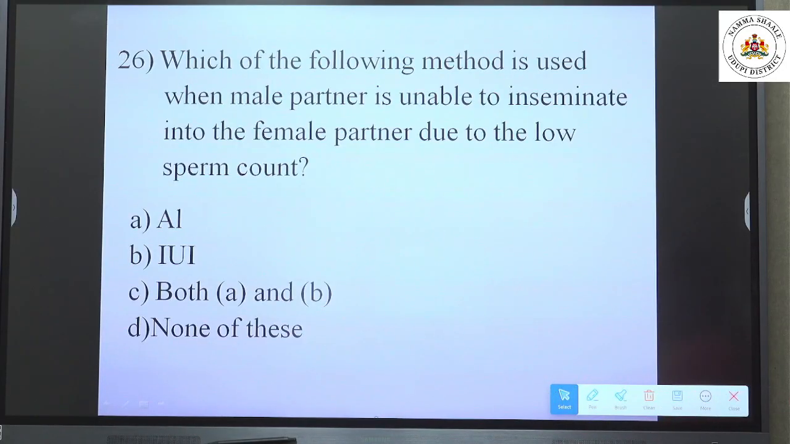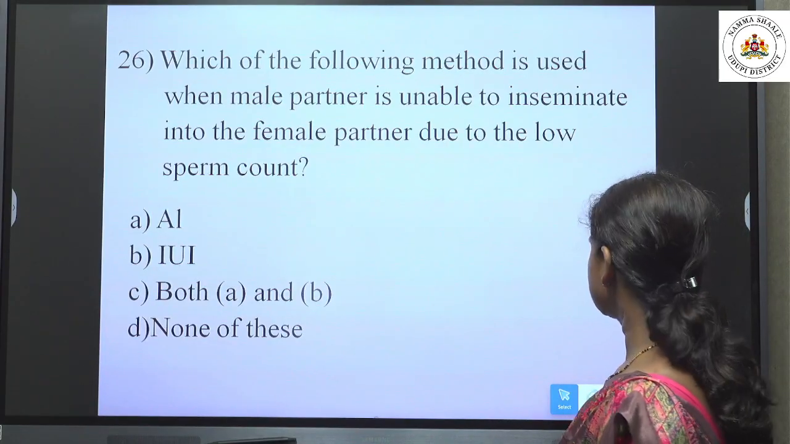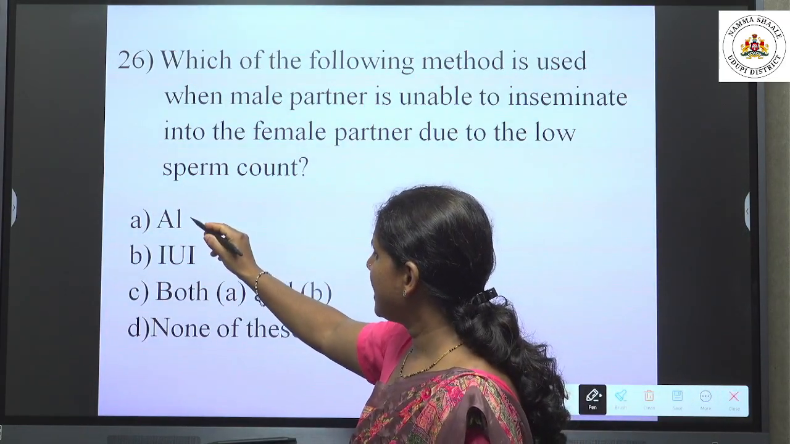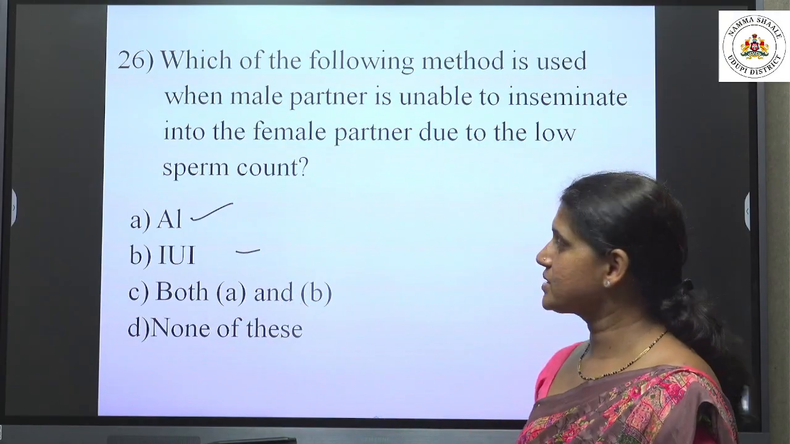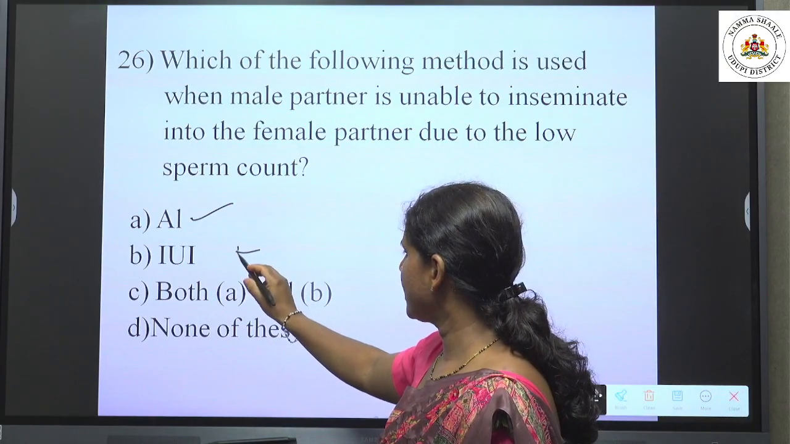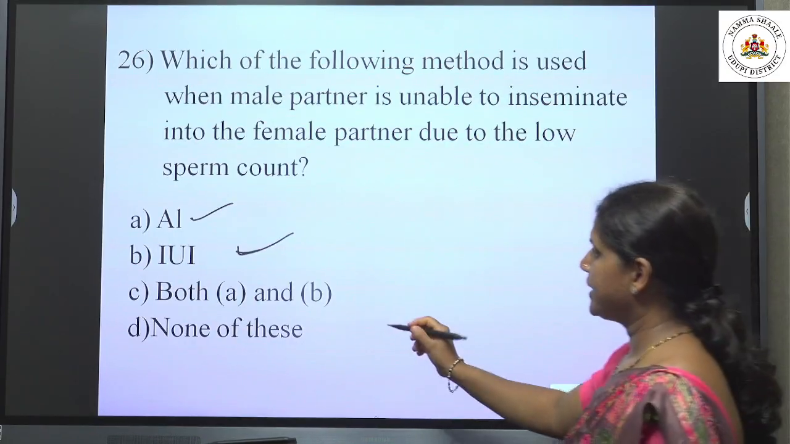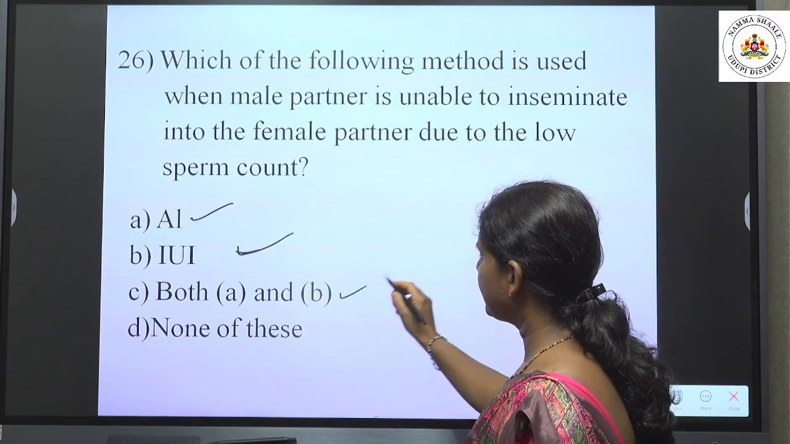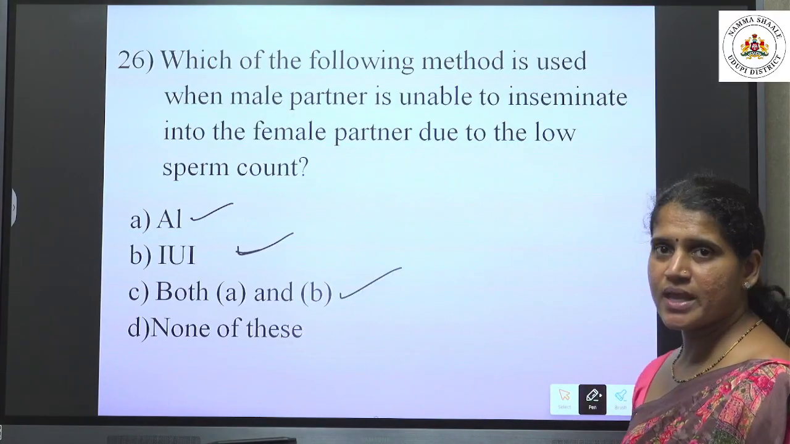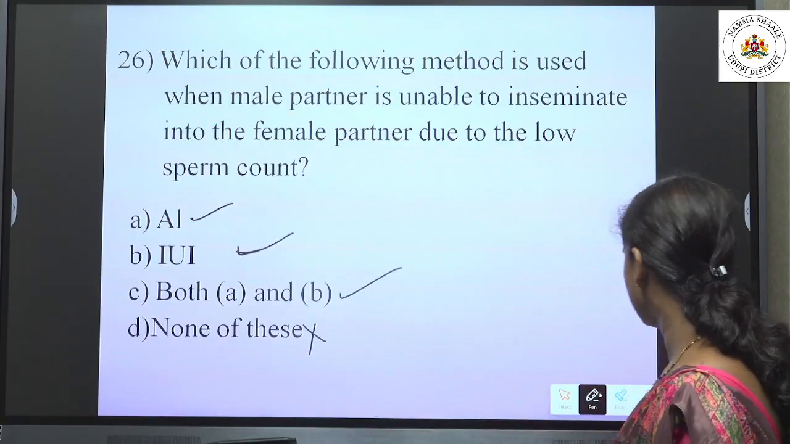Next question. Which of the following methods is used when a male partner is unable to inseminate the female partner due to low sperm count? During low sperm count, mainly the artificial insemination technique is used. In the same way, intrauterine insemination is also used. Hence option C is correct, both A and B, and D is wrong.